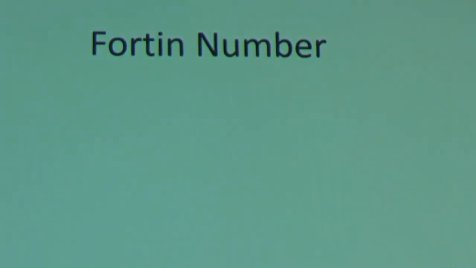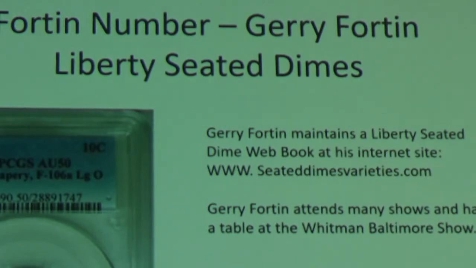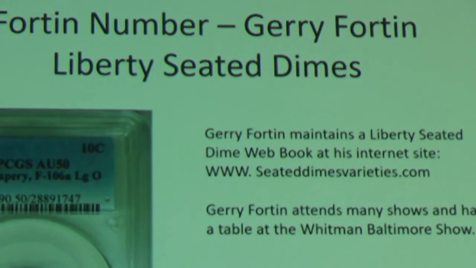Fortin number. This is a person that has done a lot of cataloging on a particular type of coin. This is the one that I hope you didn't get. Okay, so this represents Jerry Fortin.